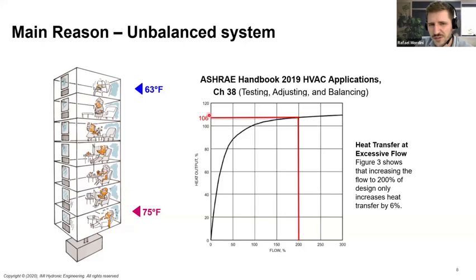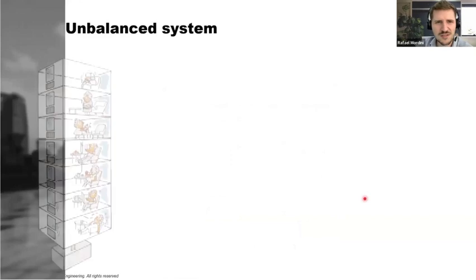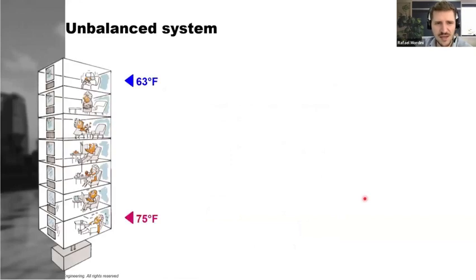So with 6% of extra heating, it takes some time until the thermostat in the room feels that it is too hot and we have to start to close the control valves and push the excess water to the other floors. That's the main issue. Here we'll see some explanation of why the system got unbalanced.